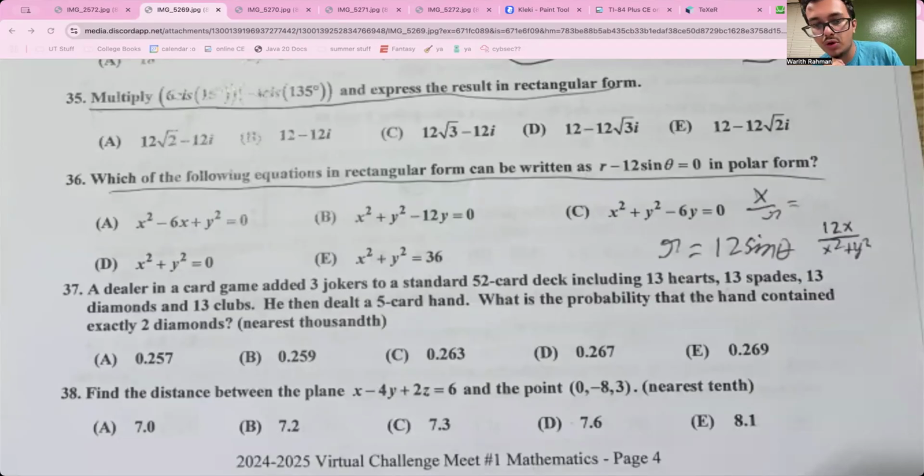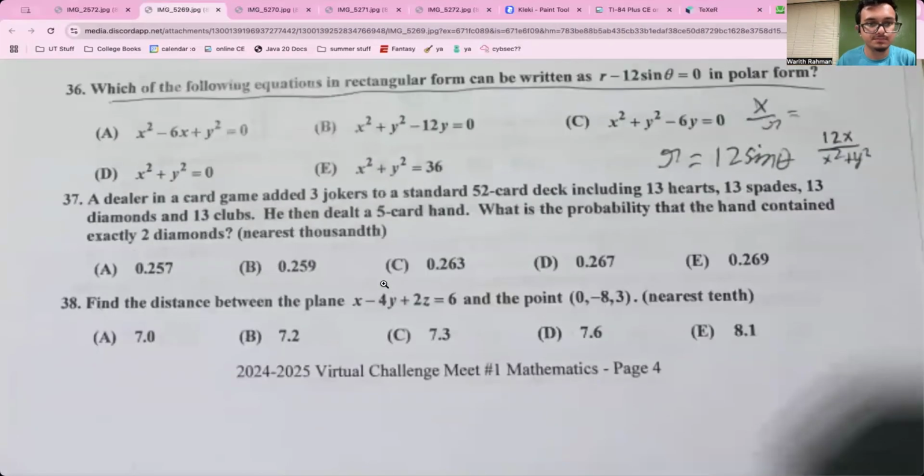Okay. So recall that there's a bit of parametric stuff. Let me write this down. X is equal to r times cosine, and then y equals r times sine. So this sine theta can really be rewritten as y over r. This becomes r squared, just multiplied by r on each side. R squared is just x squared plus y squared. So that means that we have x squared minus 12y plus y squared equals 0. Option B.